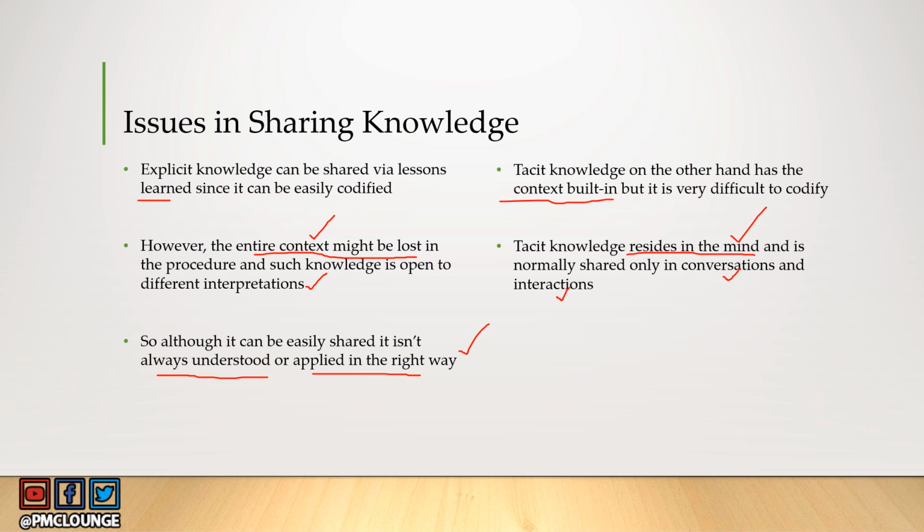So going back to our security approval example, the project manager knows that the security team is very irregular when it comes to responding to emails. That is something which is residing in your mind. It will only come out in conversations and interactions. It cannot be codified, it cannot be quantified. You cannot say that out of every 10 emails you send, they will respond to 4 of them. You cannot say that. That's simply experience, which will only come out in conversations and interactions.